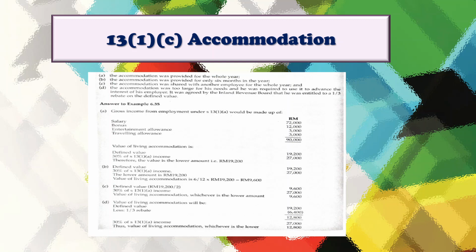You have to know this is for living accommodation, therefore you compare the defined value and 30% of 13(1)(a). The defined value should be the unfurnished portion, so whatever the value of the rental minus the rental for the furniture, and then compare against 30% of 13(1)(a). That is if you are given living accommodation. If you are given a hotel or hostel, it is straight away 3% of 13(1)(a).